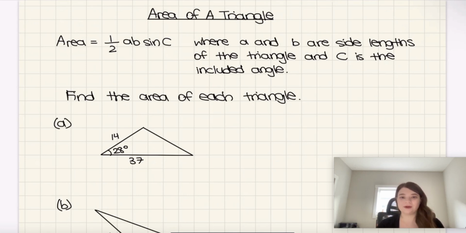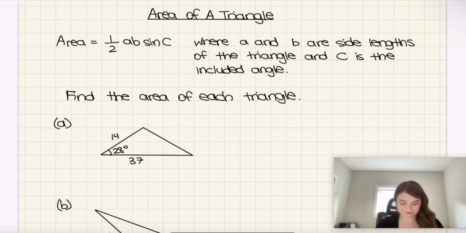There's a completely different way of finding the area of a triangle for elementary school that involves doing base times height divided by 2, or 1/2 base times height. That's not what we're doing today. Today we are going to be using this formula: the area is equal to 1/2 AB sine C, where A and B are the side lengths of the triangle, and C is the included angle.